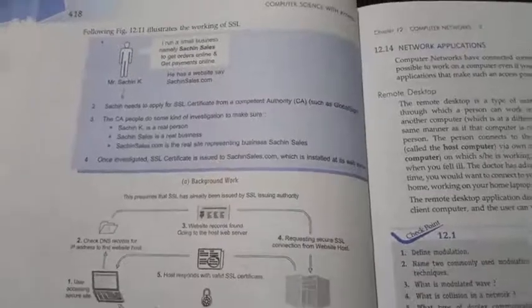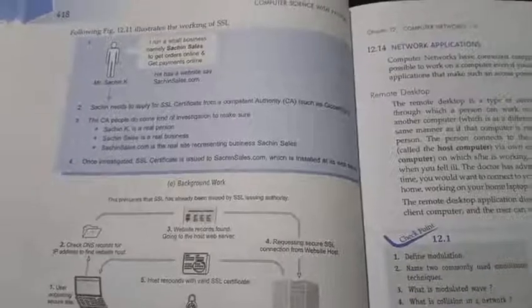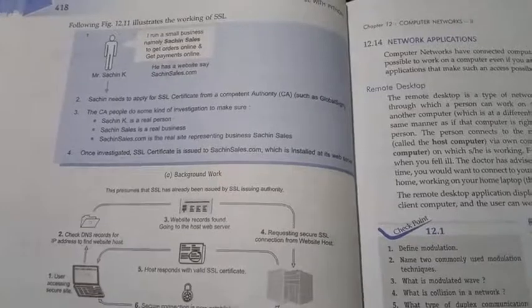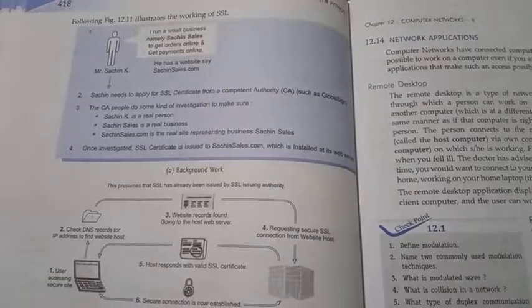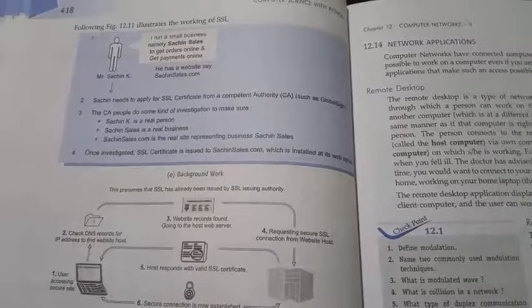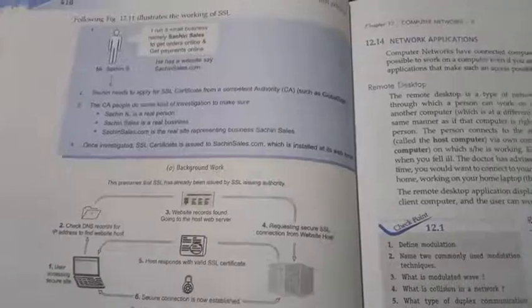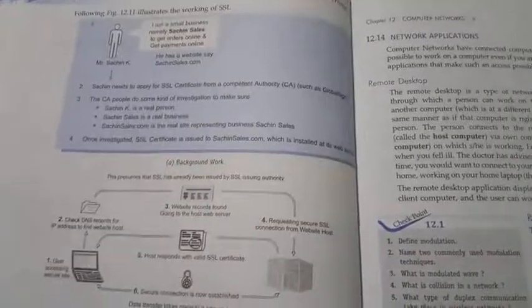In your textbook one example is there. We already studied Mr. X; here it is Mr. Sachin. Sachin wants to make one website. So Sachin needs to apply for an SSL certificate from a certificate authority. Then the certificate authority investigates that Sachin is a person, and Sachin's business. After that Sachin gets the certificate for sachinsales.com.